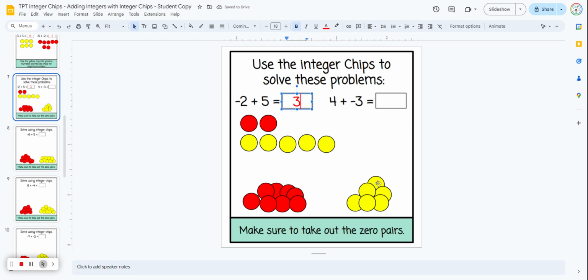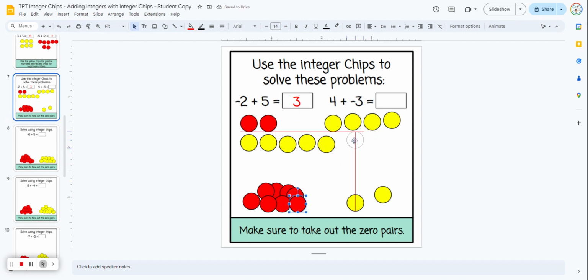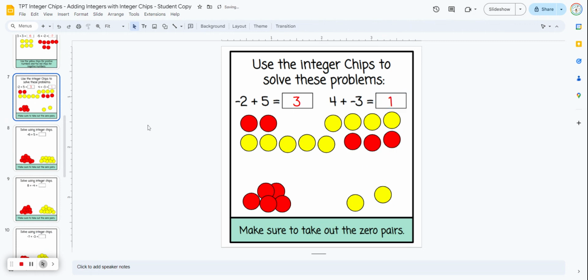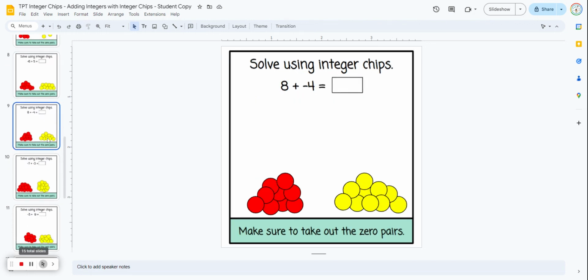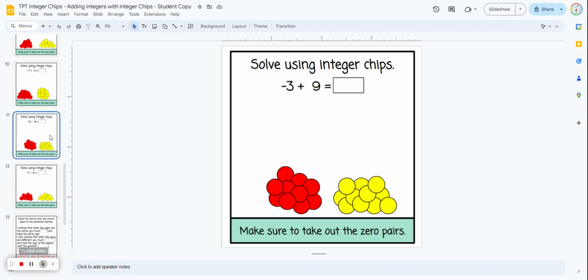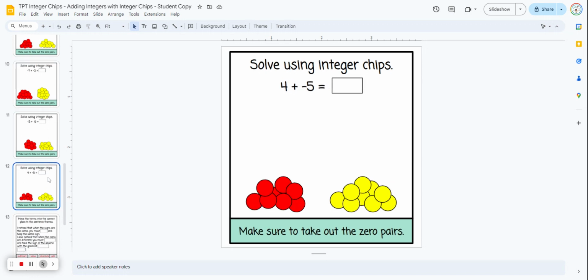This one they have 4 plus -3, so they're going to have 4 positive or 4 yellow chips, and then 3, and we can move these over if we need to, 3 negative chips, and if we take out the zero pairs, we're left with +1. And they have several more to solve, -6 plus 5, 8 plus -4, and so on. So they're going to solve all of these with the chips.